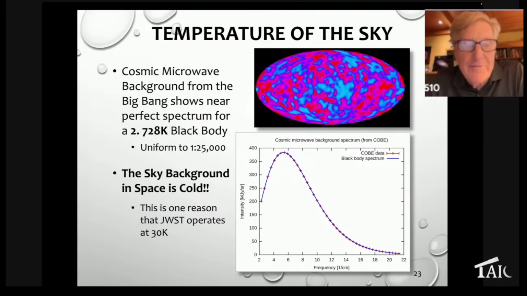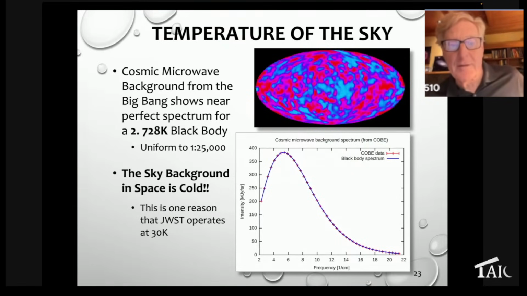This shows the fit, and it shows the data in this lower plot. It shows that the spectrum for deep space is like 2.728 Kelvin. It's really cold. And it's very uniform. It's uniform to 1 part in 25,000.